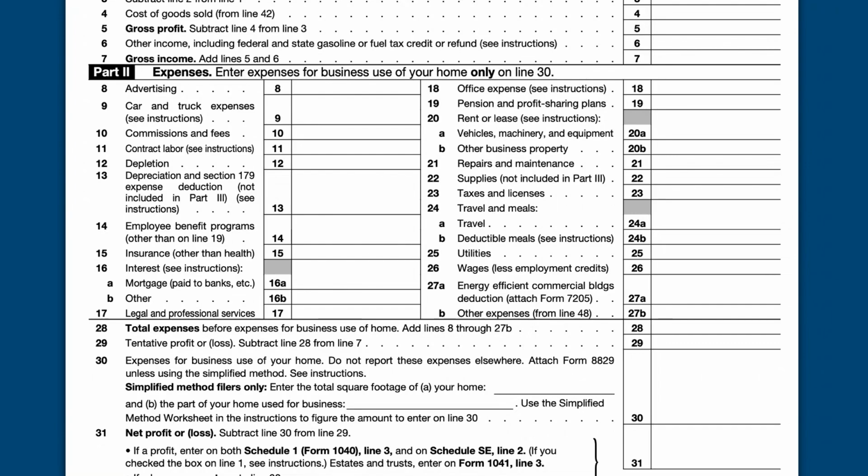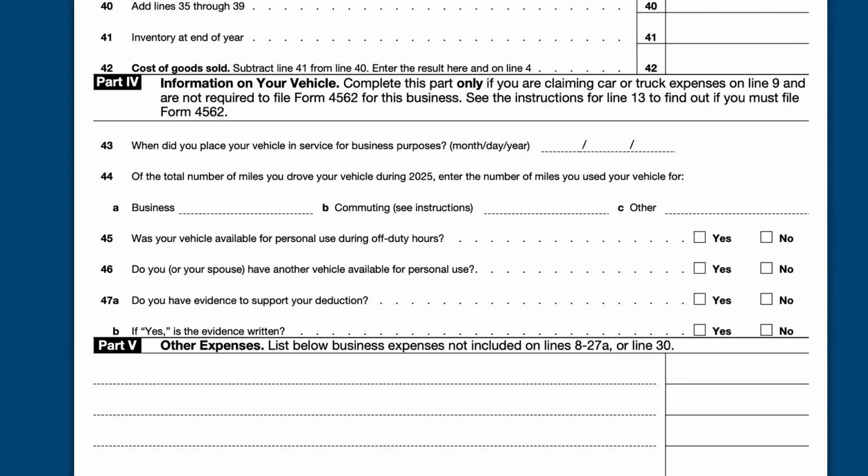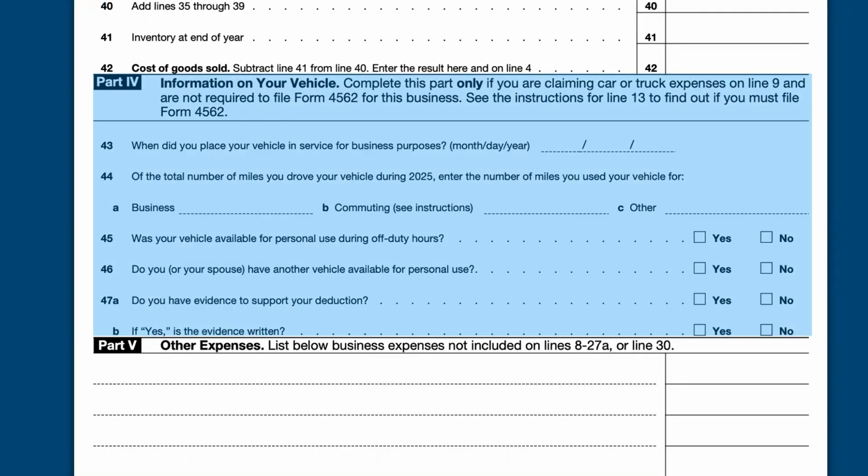I have made a number of videos on deducting car and truck expenses. You can use either the standard mileage rate or the actual costs associated with the vehicle, proportioned between business and personal use. If you use just one vehicle for business and are claiming the standard mileage rate, you provide information on vehicle mileage in Part 4 of the schedule. Part 4 will be discussed in the next and final video in this series.